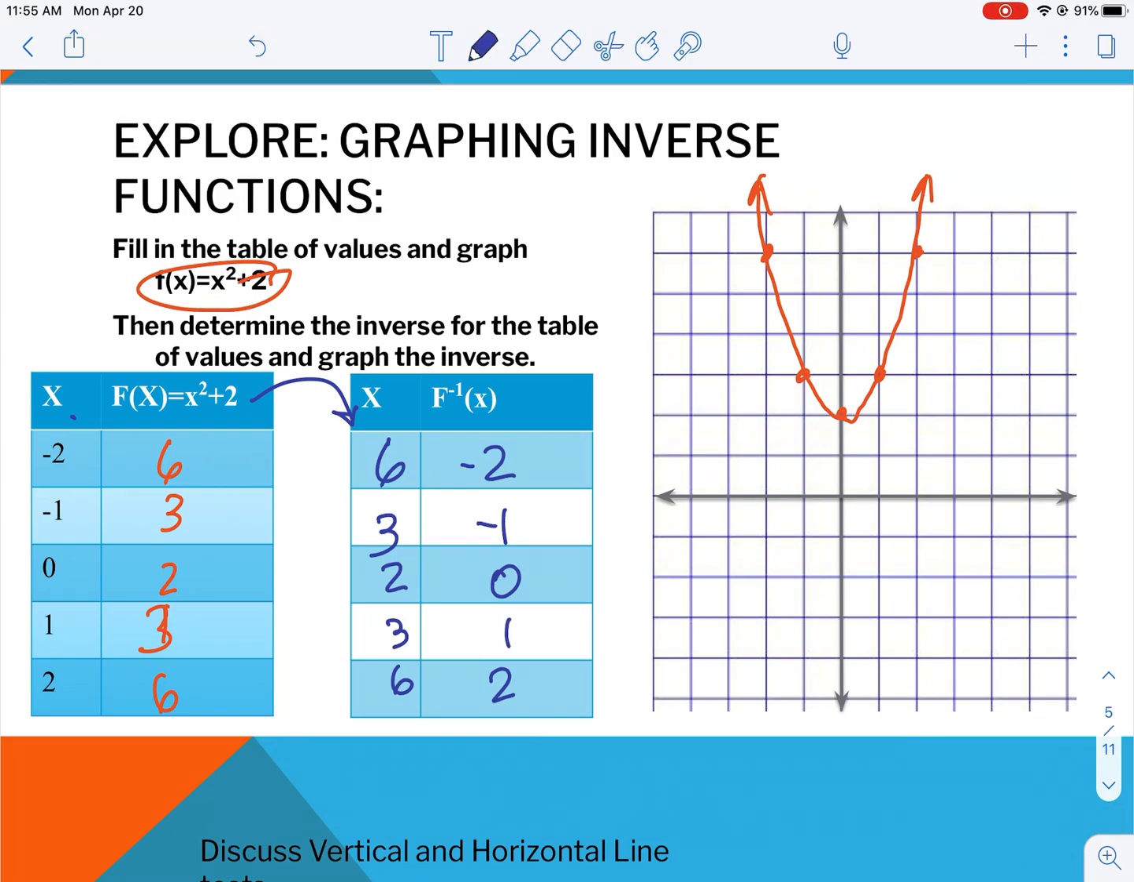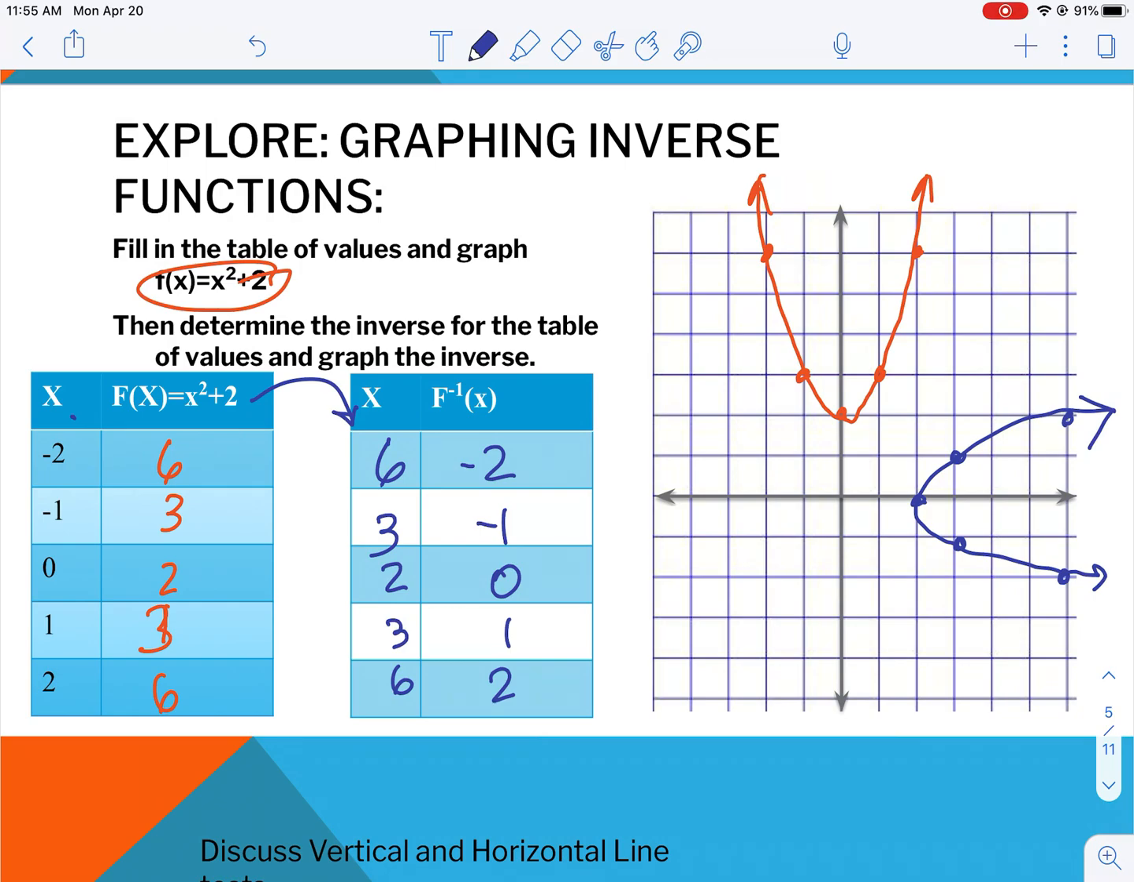Okay, so let's see what happens when we graph this one. So 1, 2, 3, 4, 5, 6, -2, 3, -1, and if we go symmetrical, voila. So look what happens when we do the inverse of our quadratic. Instead of being y equals x squared plus 2, we've had to reverse the x's and y's, and it does turn your parabola sideways.